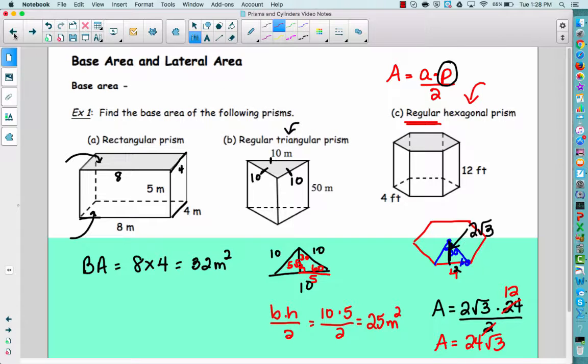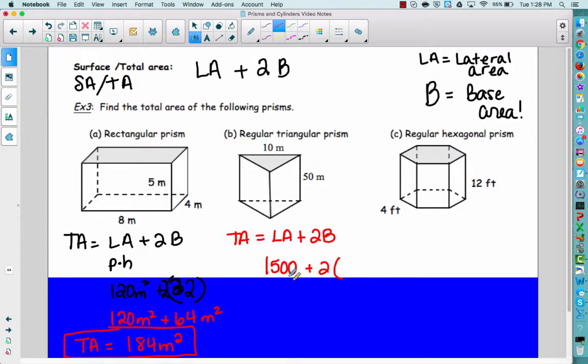The area of the base we calculated was 25 meters squared. That base area on page 1. So 2 times 25. We multiply 2 times 25 and we get 50. So 1,500 plus 50 is going to give me a total area, so TA, total area of 1,550 meters squared.